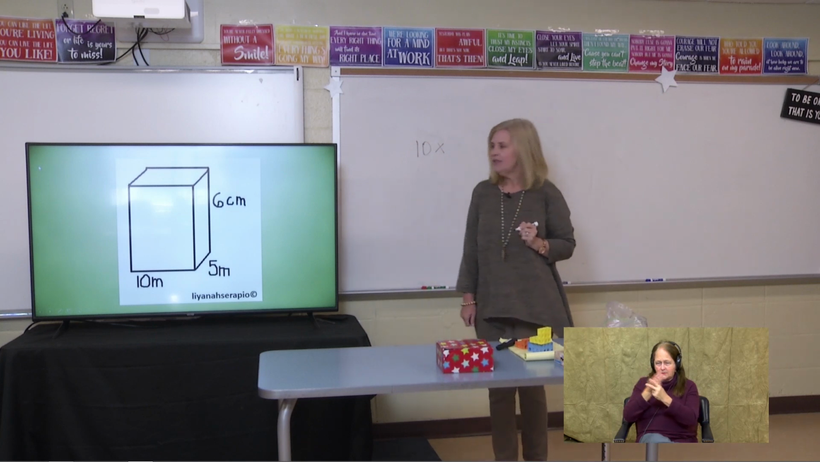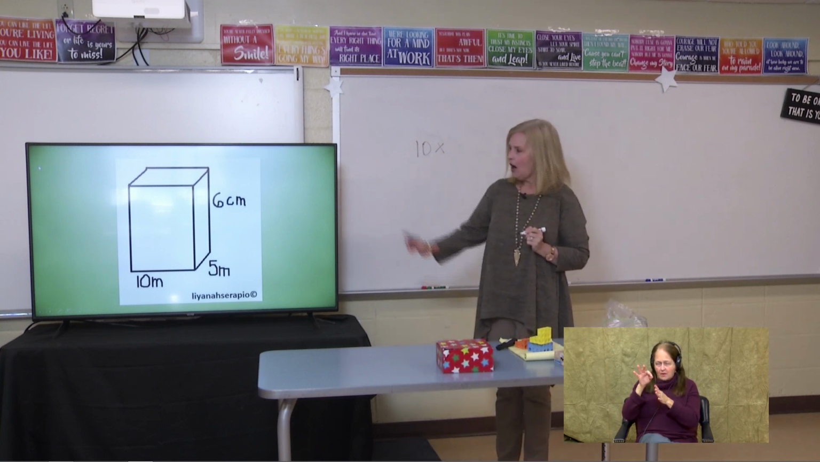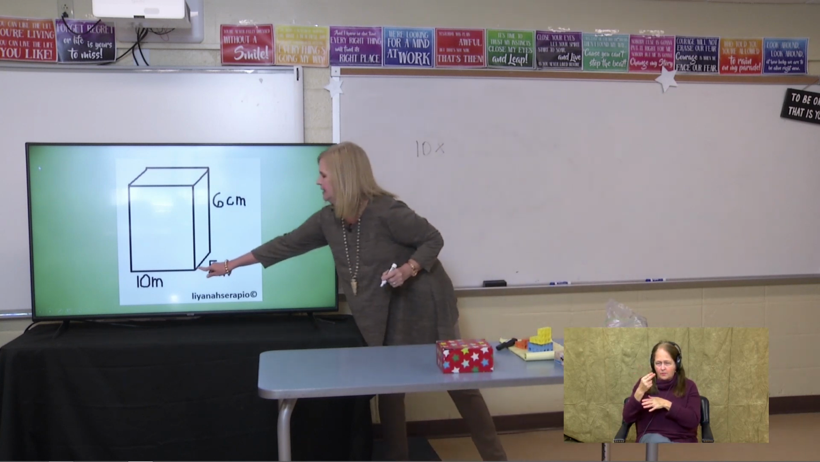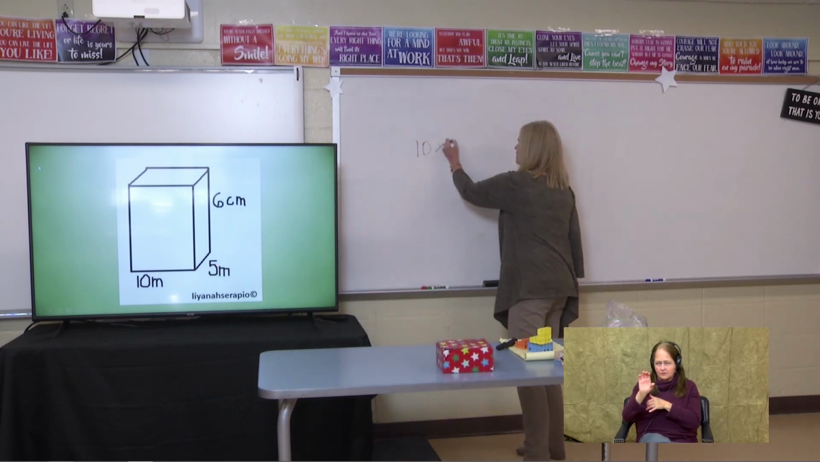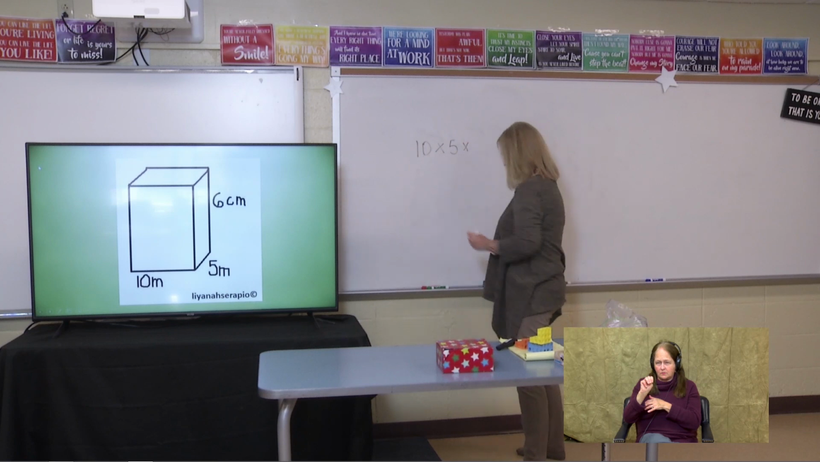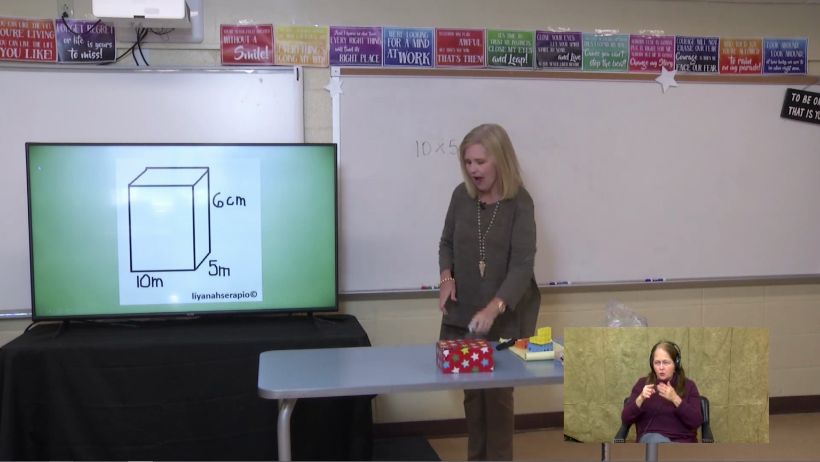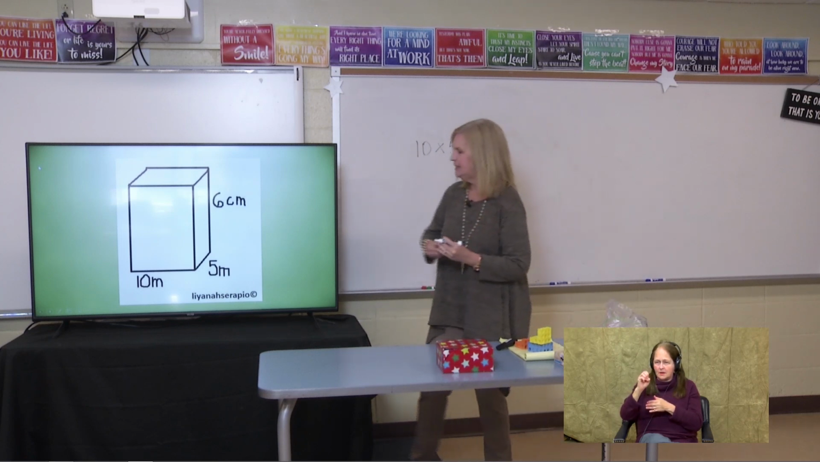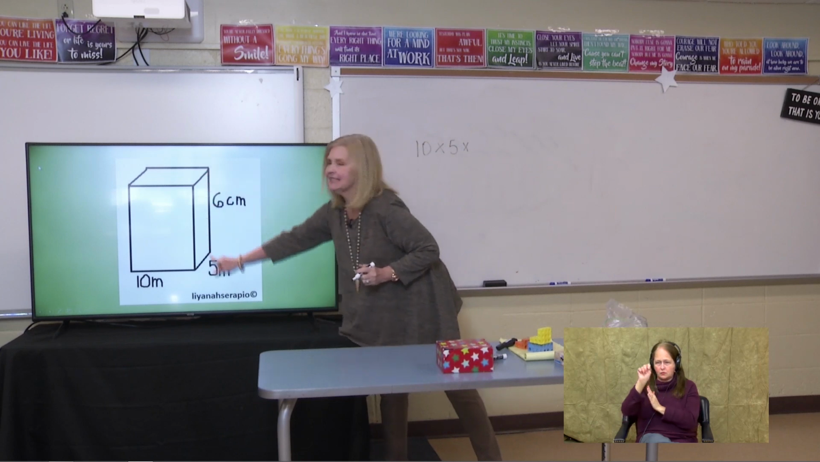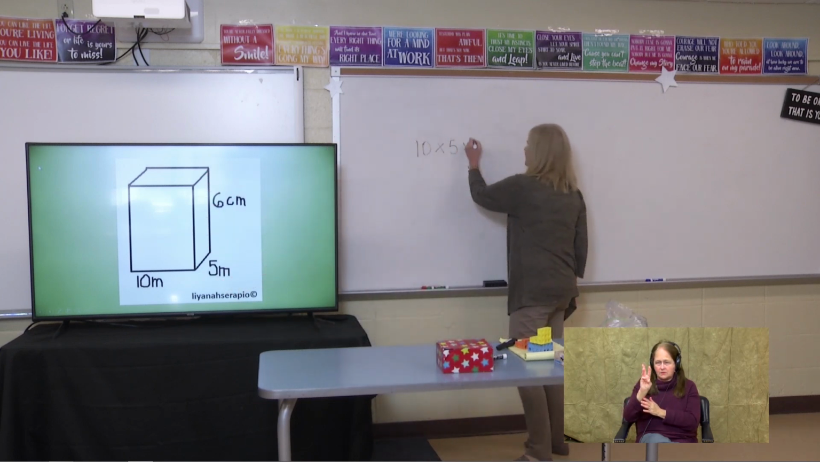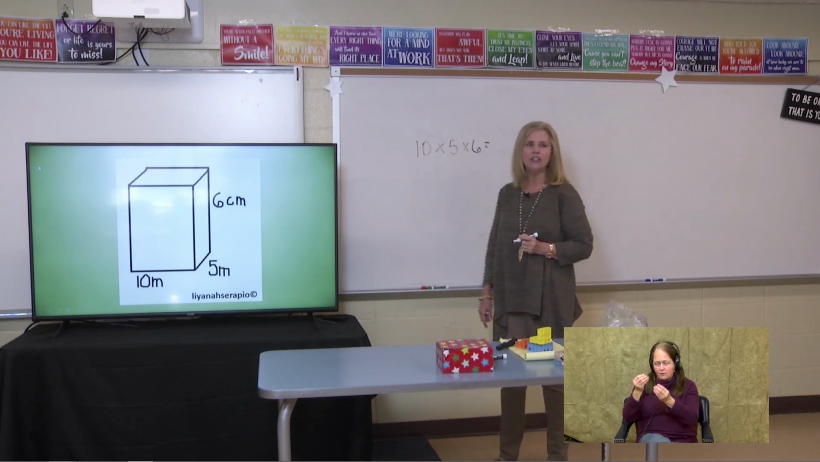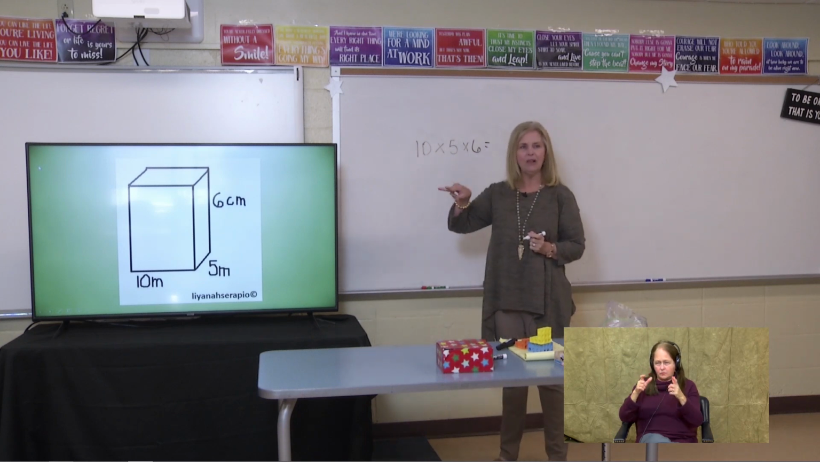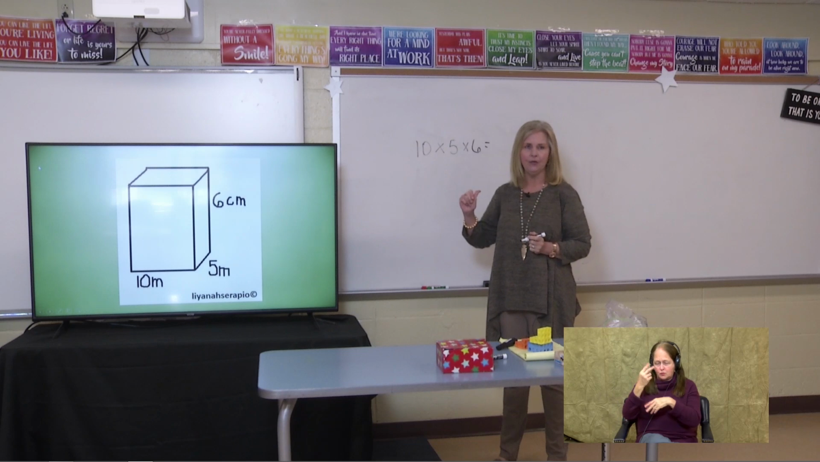times. Then we're going to find our width. Our width is 5 centimeters. And then what is our height? How tall is it? It's 6 centimeters. I would suggest, as the numbers get larger, that you do 2 at a time. You multiply 2 at a time and then bring the third one in.